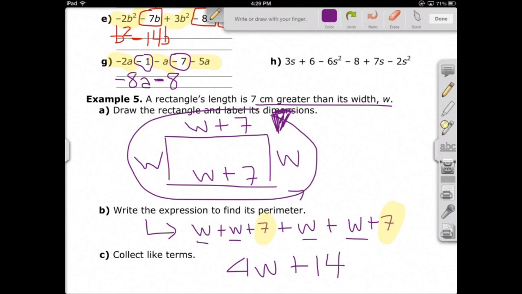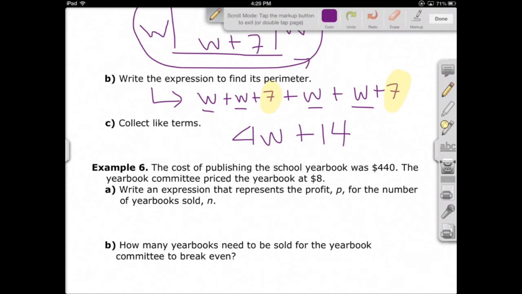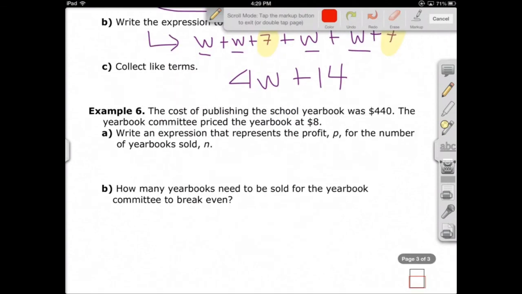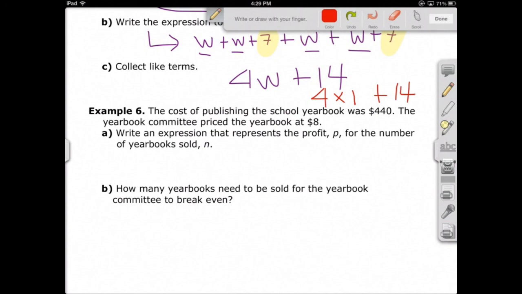There we go. Just adding numbers. Now that becomes a formula. If somebody came along and said, hey, the width of that thing was 1, you'd be like, oh geez, now I know what the perimeter was. 4 times, change our color here to red. So let's say width is 1, this is like 4 times 1 plus 14. Okay, so the perimeter itself would be 18.